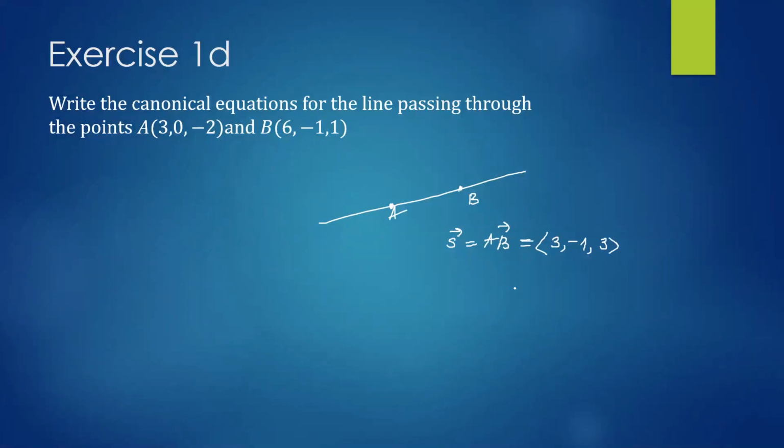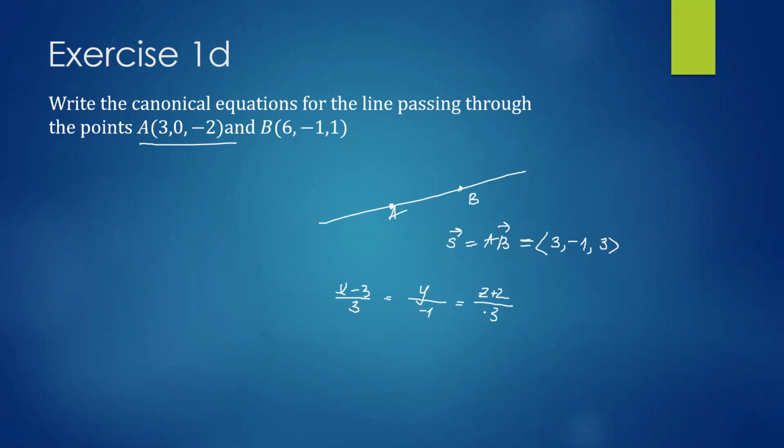So coordinates of point B minus coordinates of point A are the coordinates of the vector AB, and that will be the direction vector. And now I need to choose one of these 2 points, A or B, to be the given point on the line. Okay, let's take point A. And so we have canonical equations x minus 3, y minus 0, and z minus negative 2. And now in the denominators for the ratios, we write the coordinates of the direction vector: 3, minus 1, 3.